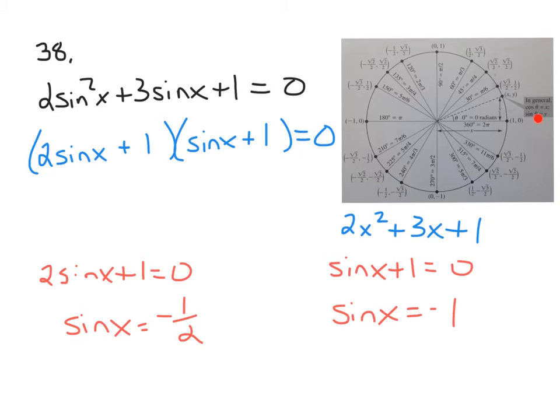Okay, so again, sines are y's. So where is the y value -1/2? Not there. Right? Not right there. Okay, so right, 7 pi over 6, and then also 11 pi over 6.